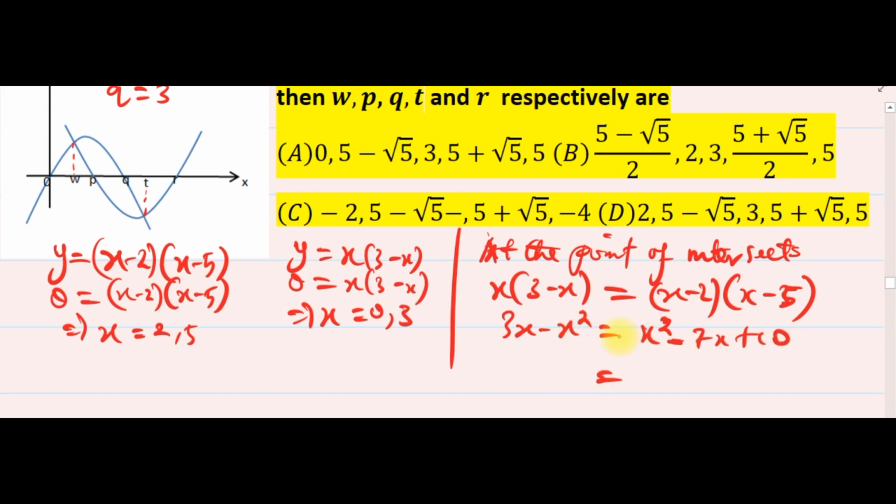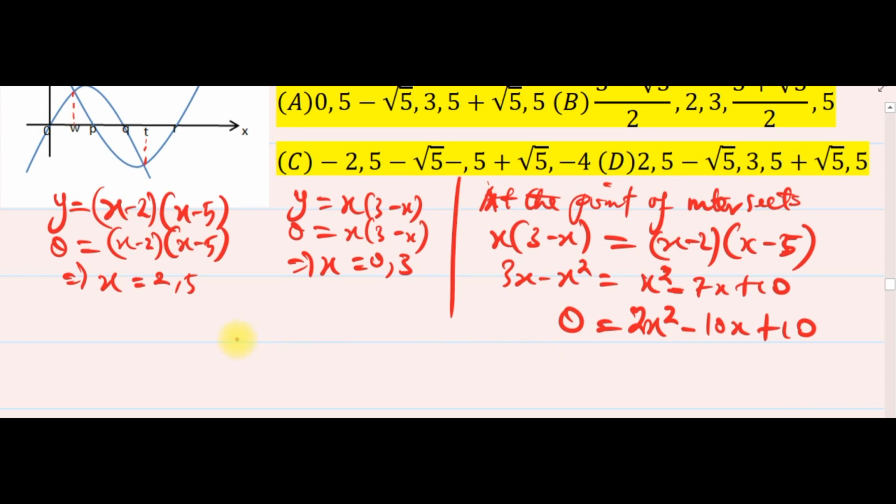So this goes over here to be positive, so let me use 2x squared. This goes over here to be positive, while this goes over there to be negative. So we have 2x squared minus 10x plus 10 equal to 0. So I move this to the right. Okay, first we notice that we have a common factor 2. So dividing both sides by 2, we have x squared minus 5x plus 5.